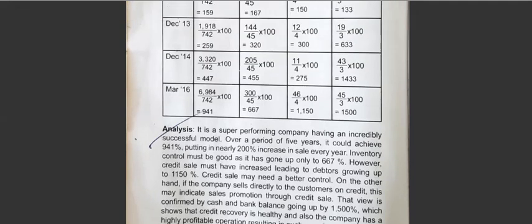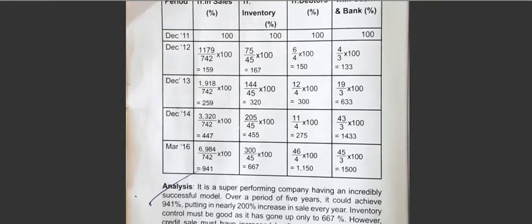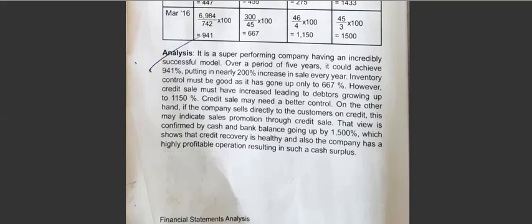So when you see that your cash is increasing, sales are increasing, debtors are increasing, it means there is proper management of resources and there is a recovery trend. The recovery rate is also healthy, so the company is in a profitable position.